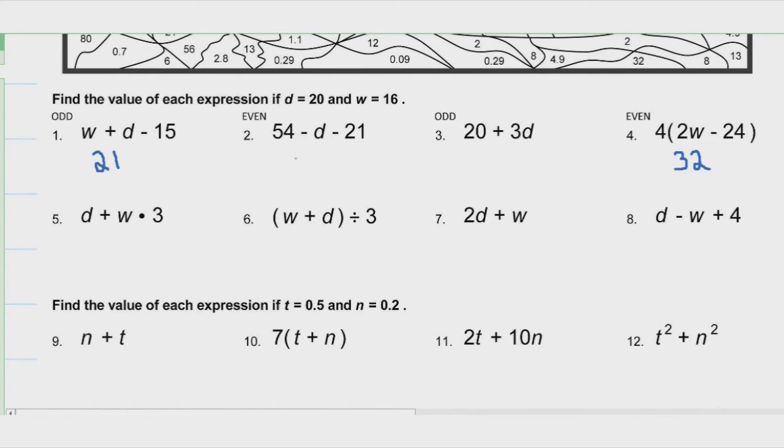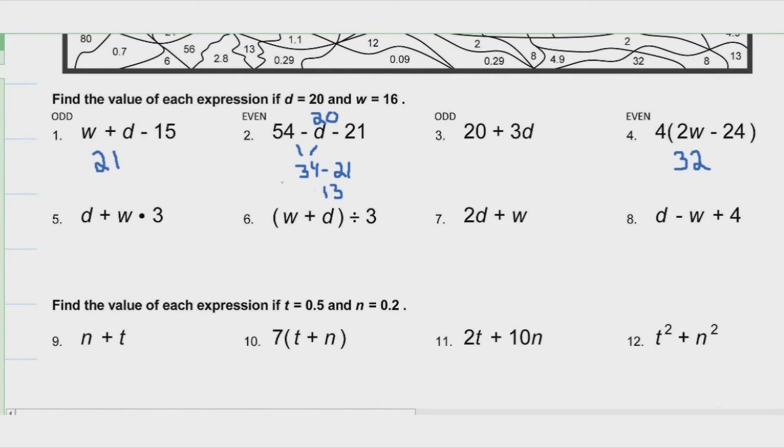Welcome back. We were supposed to do 2, 3, 5, 6, 7, and 8 on your own. So let's check these out and see how you did. Problem number 2. You've got D equals 20. So we've got all subtractions. So we're going to do 54 minus 20, which gives us 34. Then you're going to minus another 21. And that is going to give us 13.